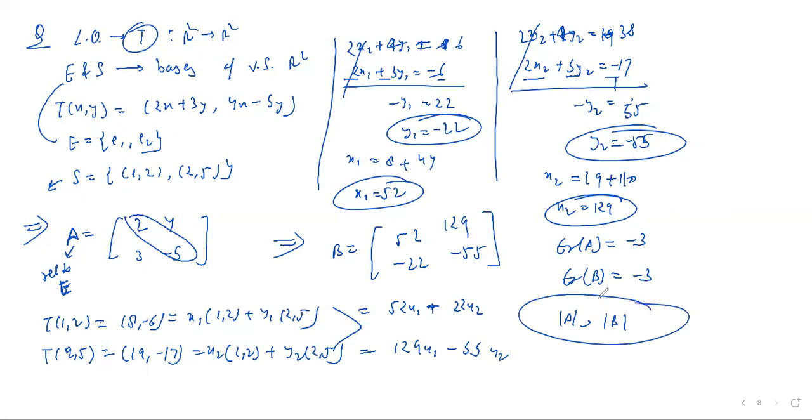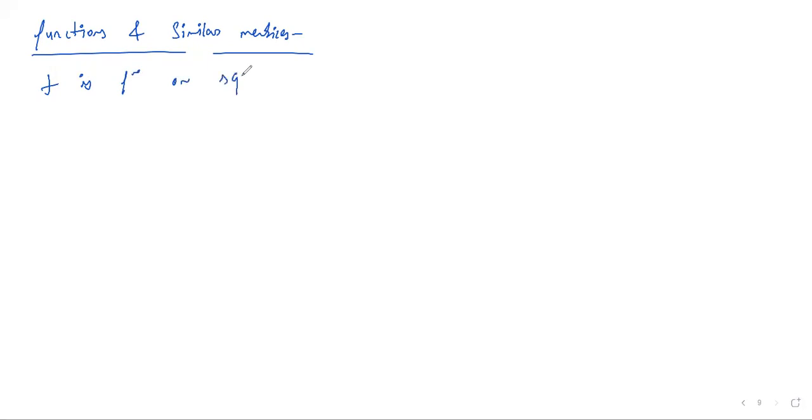Okay, and if I find the corresponding determinants, the determinant of A and the determinant of B would also be the same, because the transformation here follows a very important property, which has to do with functions and similar matrices. There is a very important concept for why my two matrices on different bases give me the same trace and the same determinant. Let's say f is a function on square matrices.